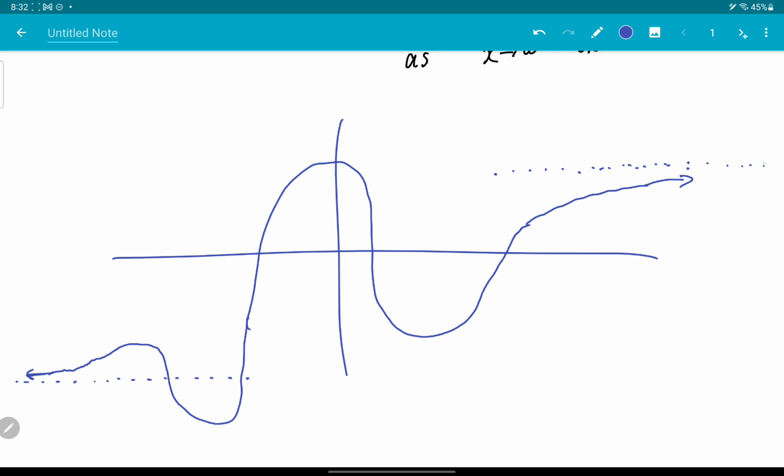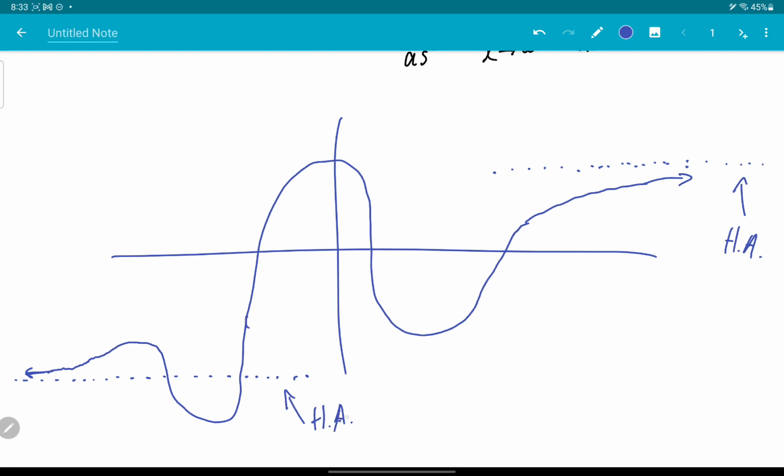So this dotted line here is a horizontal asymptote. And likewise this dotted line here. That's not an A. There we go.